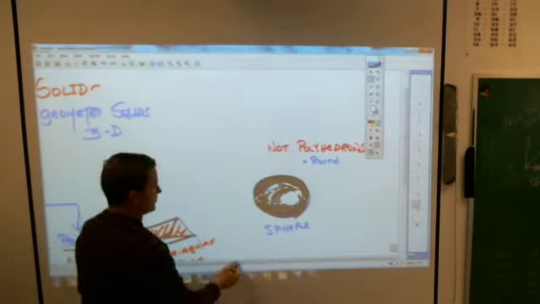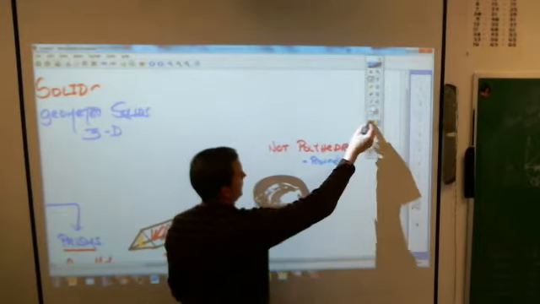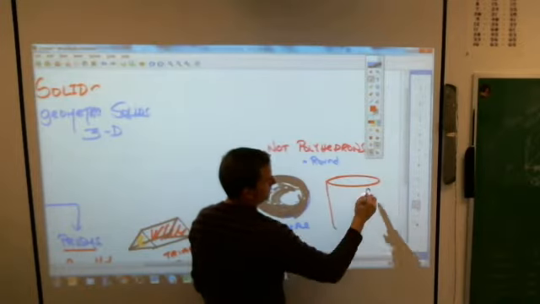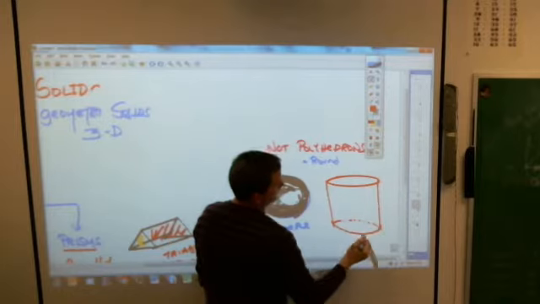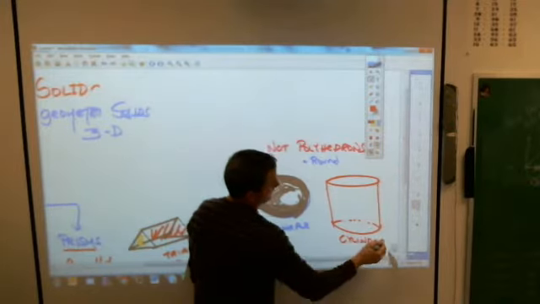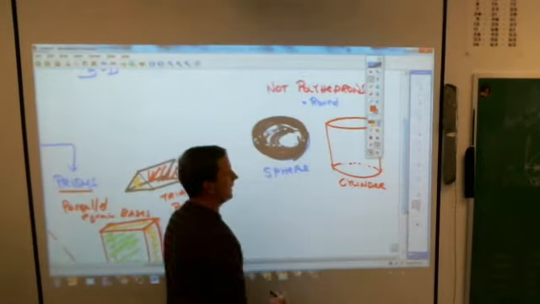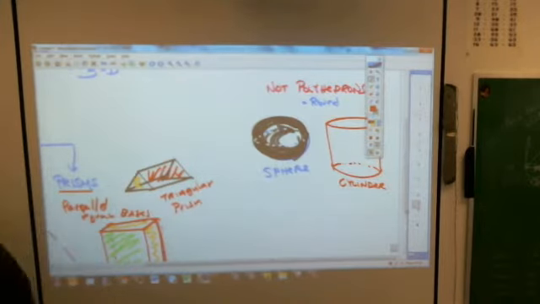What else do we have that has round sides to it? Circle. How about a cylinder? And what about a cylinder that comes to a point? What do we call that? A cone.